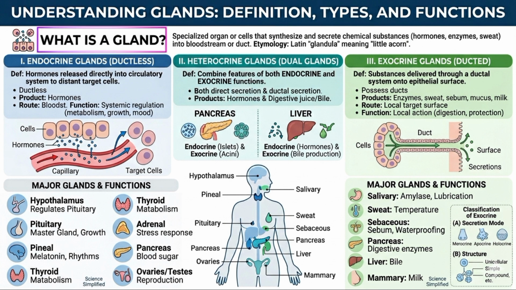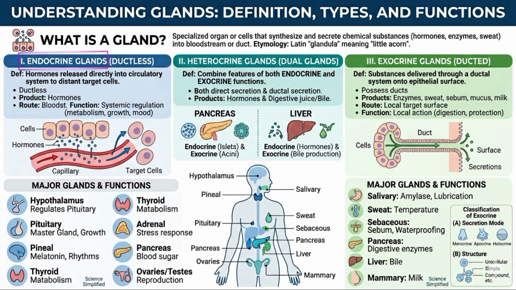What is a gland? Let's start at the very top of the image with the header. What is a gland? A gland is defined as a specialized organ or group of cells that synthesizes and secretes chemical substances. These substances can be hormones, enzymes, or sweat, and they are released either into the bloodstream or through a duct. Look at the etymology note right next to the definition. The word comes from the Latin word glandula, which literally means little acorn, describing their small shape.